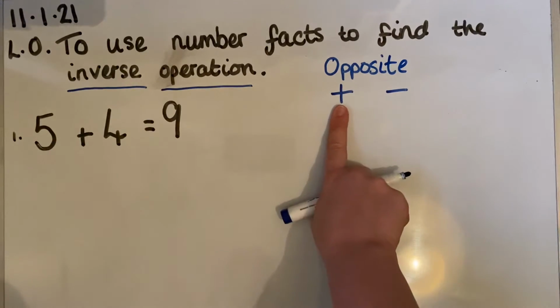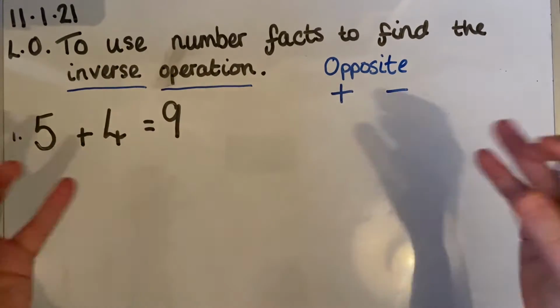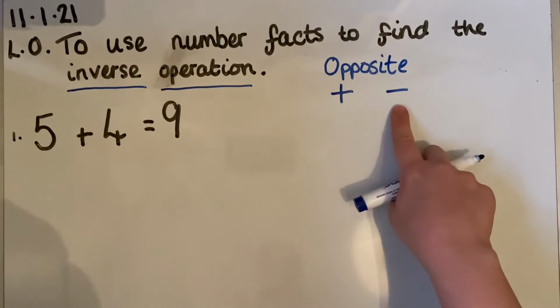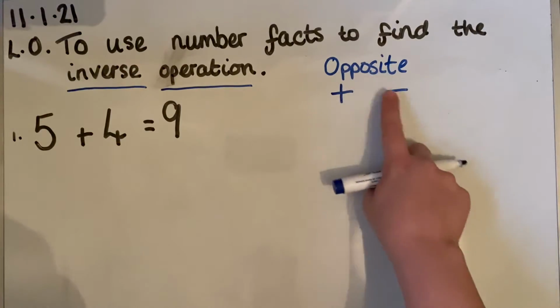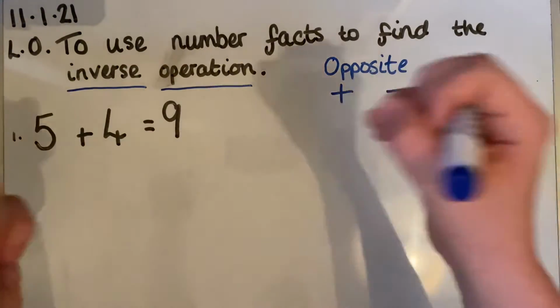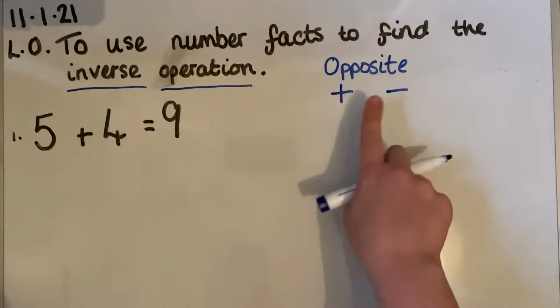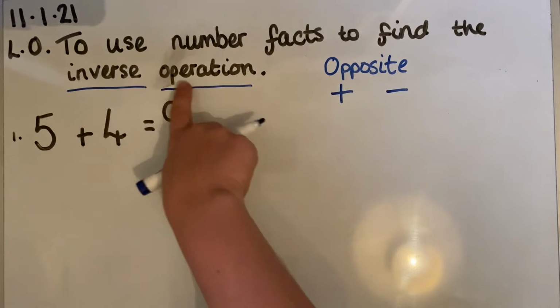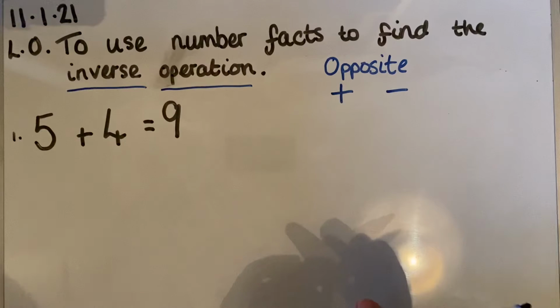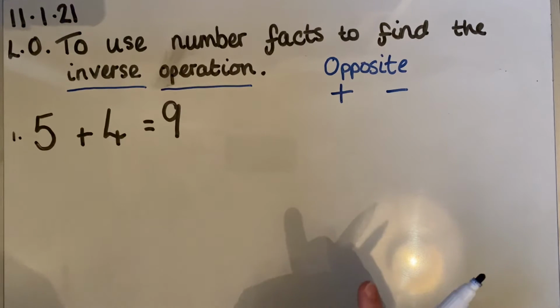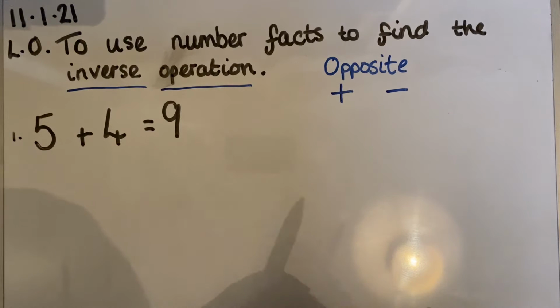When we add, our numbers get bigger. We put them together to get bigger. And when we take away, it's the opposite of adding. And our numbers get smaller because we're taking them apart, okay? So taking away is the inverse operation to adding. And to find the inverse operation is a really useful tool in maths because it's how we're able to check our answers are correct. It also means that we can find different number facts from one sum.